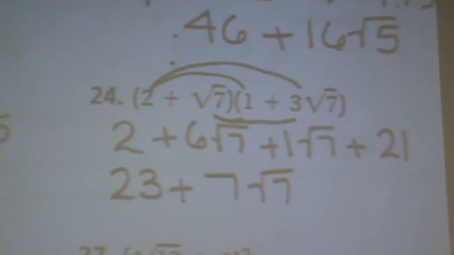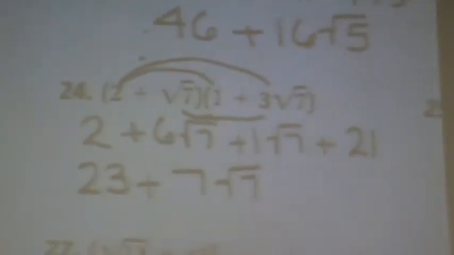What's the next term? 6 root 7, plus 1 root 7. What's this next one? 21. How'd you get 21? Square root of 7 times square root of 7 is just 7, and times 3 is 21. Very good. Next, what do you add? 7 root 7. You got it.